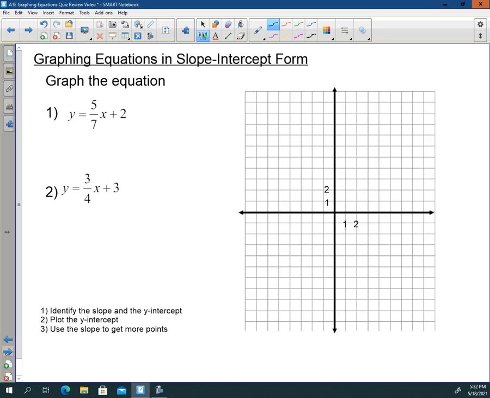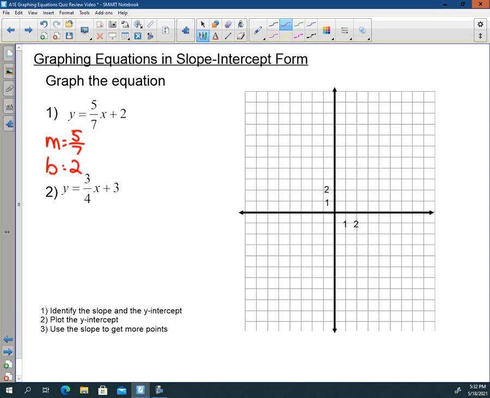And I think the last thing we did was learn how to graph an equation in slope-intercept form. And here are the 3 steps. You're going to identify the slope and the y-intercept, which is what we just did. We're going to plot the y-intercept as a point on our graph, and then we're going to use the slope to get more points. So for number 1, I'll do this one in red. The slope is 5/7, and the intercept is 2.